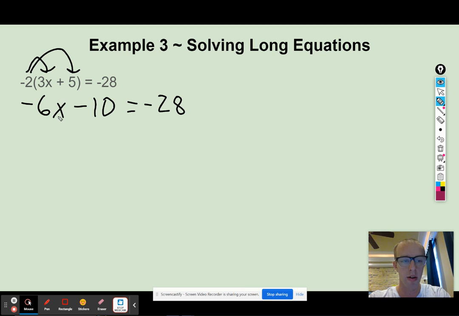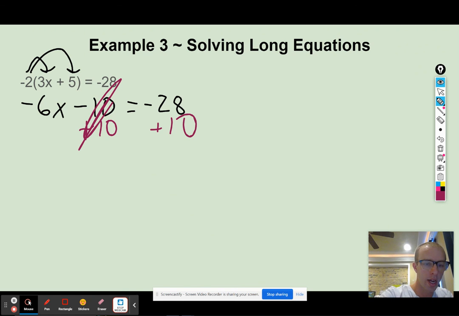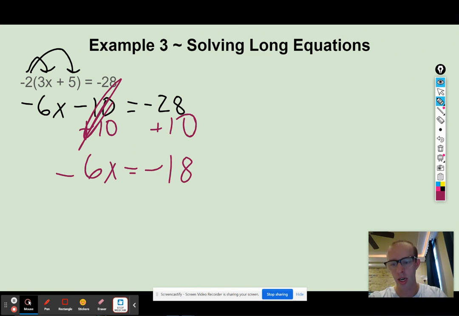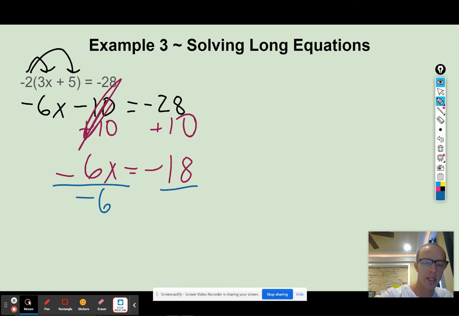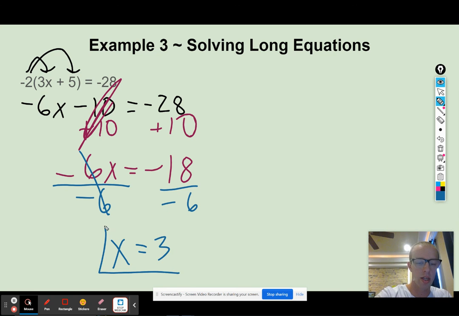We're trying to get this x by itself. We're trying to solve for x. To do that, I need to get rid of this minus 10. To get rid of a minus 10, I do the opposite. I add 10 to both sides. These cancel. I get negative 6x equals negative 28 plus 10 is negative 18. If I stand at negative 28 on a number line and I walk forward 10 spaces, I end up at negative 18. This is signaling multiplication. To get rid of the multiplication, I do division, so I divide each side by negative 6. These cancel. I get x is equal to negative 18 divided by negative 6, positive 3.